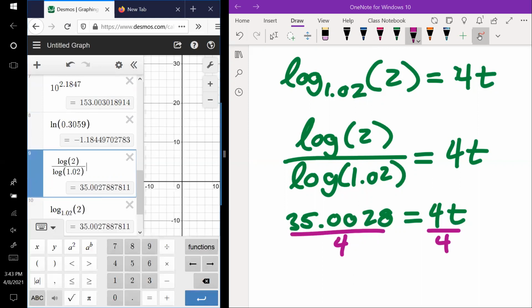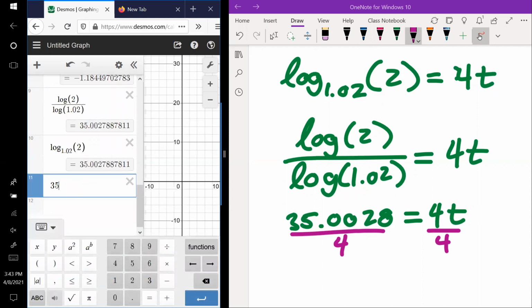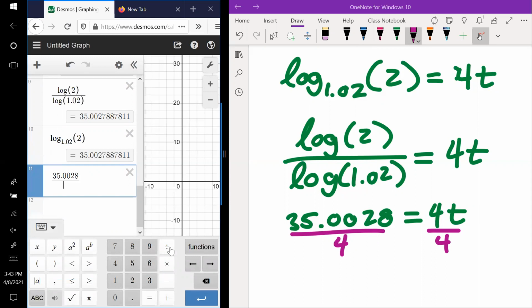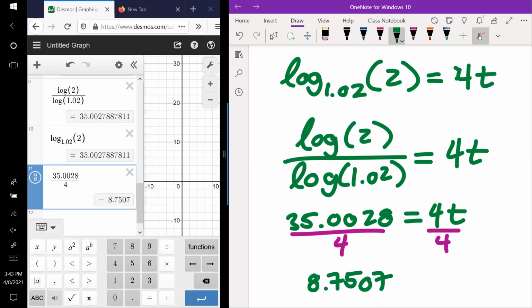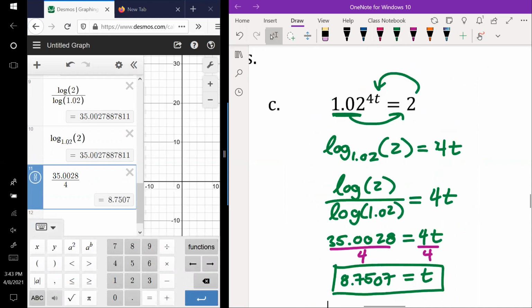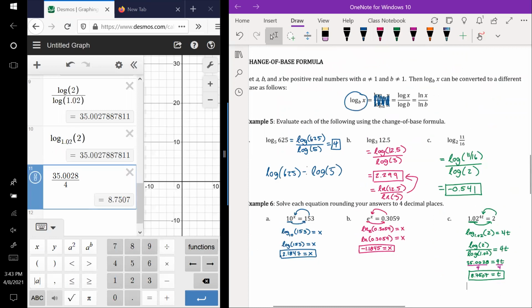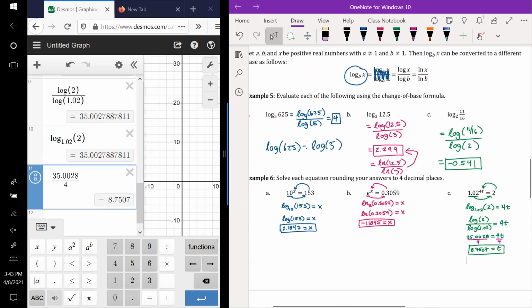So I'll take that. Can I copy that? No, I'll just use our number. 35.0028 divide 4. And we get 8.7507 equal to t. There we go. That finishes that page, yes.